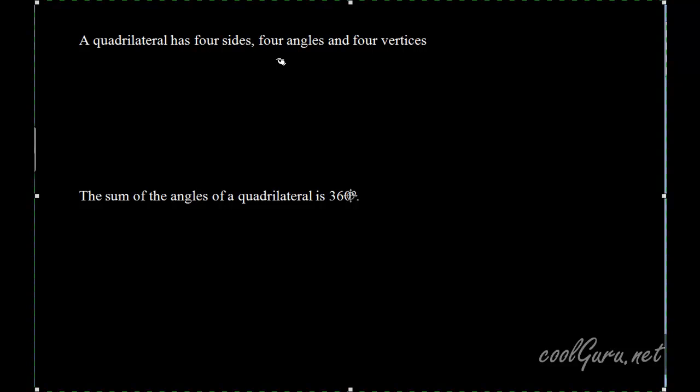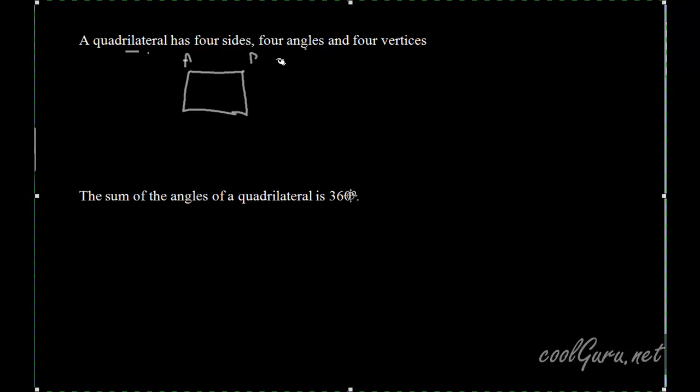In our earlier lessons we have done properties of triangles, and now we will learn about quadrilaterals. What is a quadrilateral? A quadrilateral is a four-sided figure with four angles and four vertices. Let A, B, C, D be any quadrilateral.